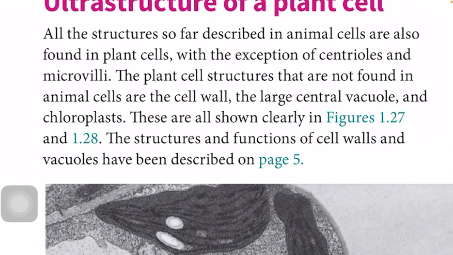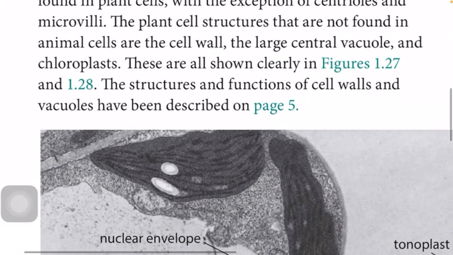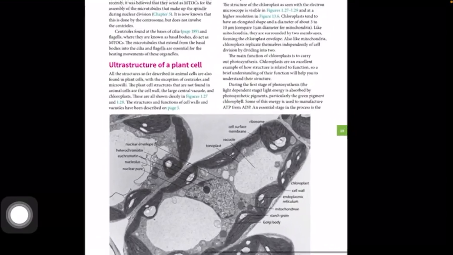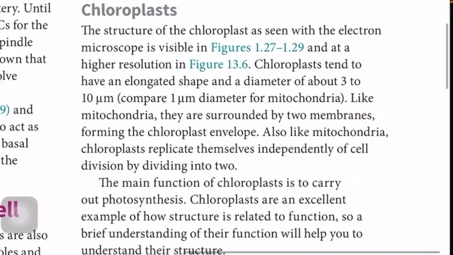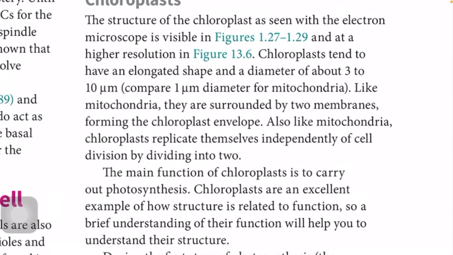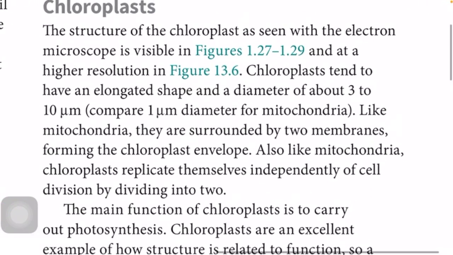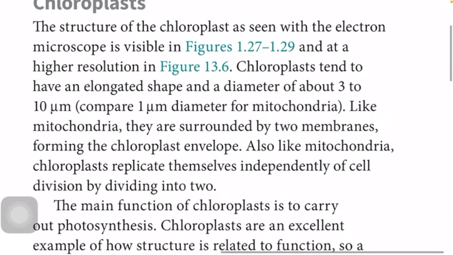These are all shown clearly in figure 1.27 and 1.28. The structures and functions of cell walls and vacuoles have been described on page number 5. Chloroplasts. Okay, so the structure of the chloroplast as seen with the electron microscope is visible in figure 1.27 to 1.29 and at a higher resolution in figure 13.6.